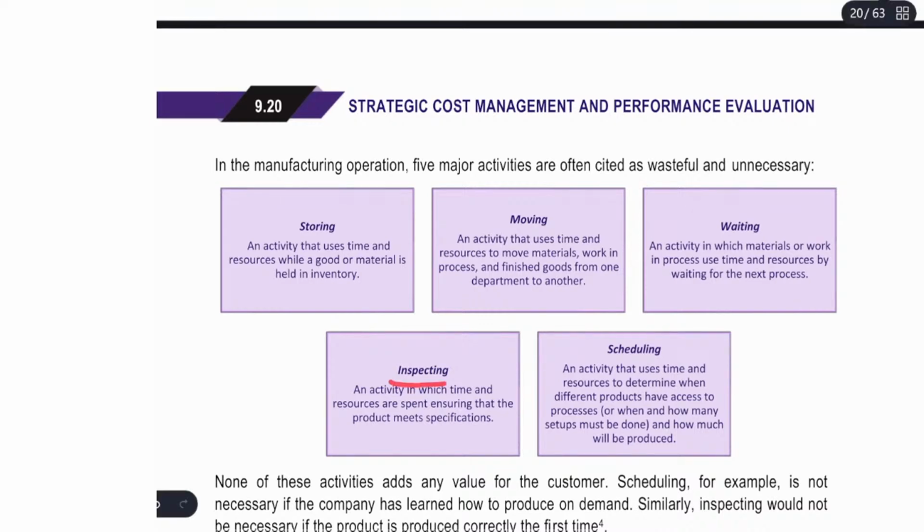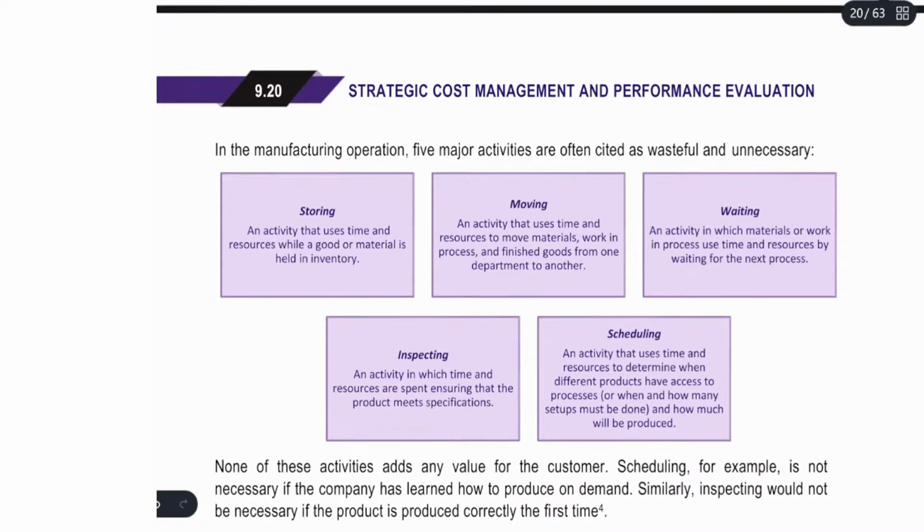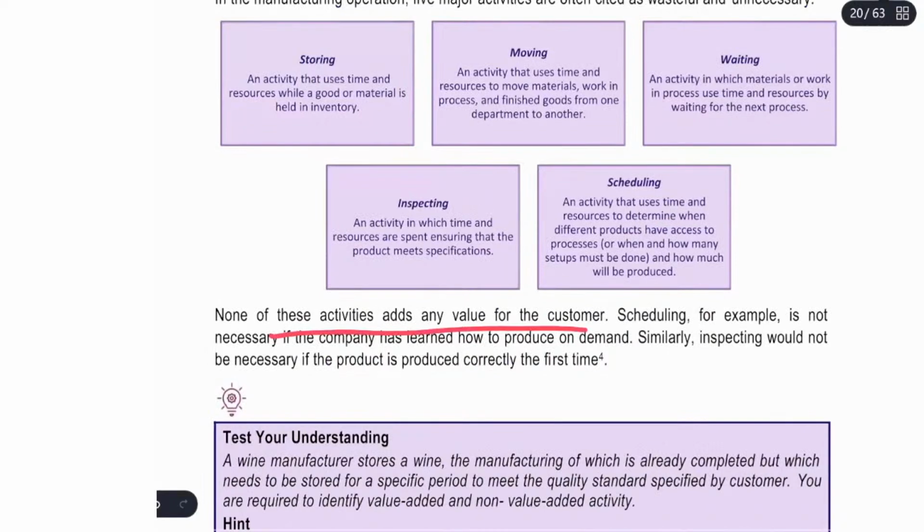So any kind of inspecting, whether for raw material or for WIP or for finished goods, is only for the organization to confirm whether the raw material, WIP or finished goods are conforming to the standard or not. Okay, beta? And scheduling, that means setup. So all of this activity doesn't add value to the customer.